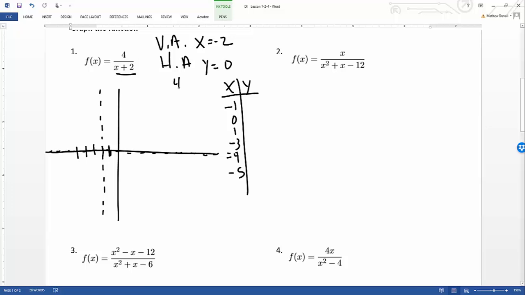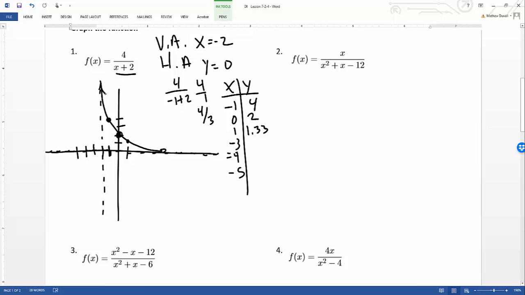If I plugged in -1, that's going to be 4. So at -1, I know it's going to be 4. If I plugged in 0, it's going to be 2. If I plugged in 1, that's going to be 4/3, which is 1.33. And so that's enough for me to know that it's going to hug the asymptotes.